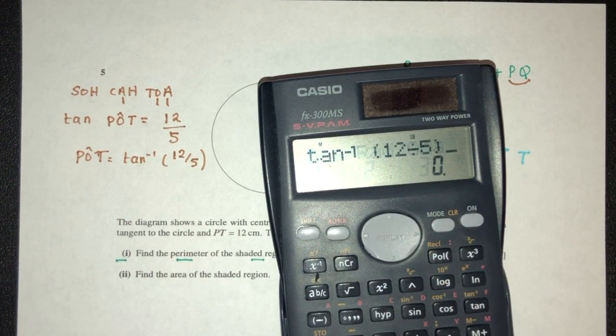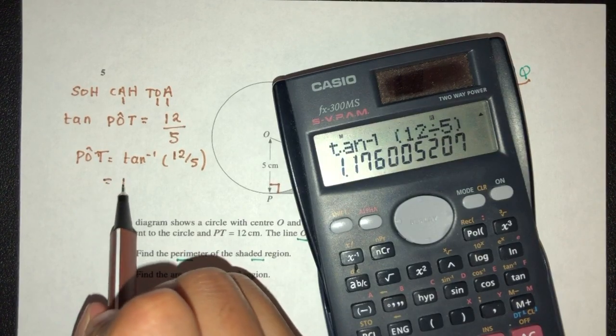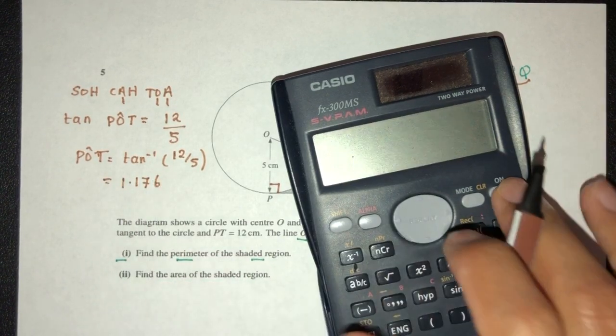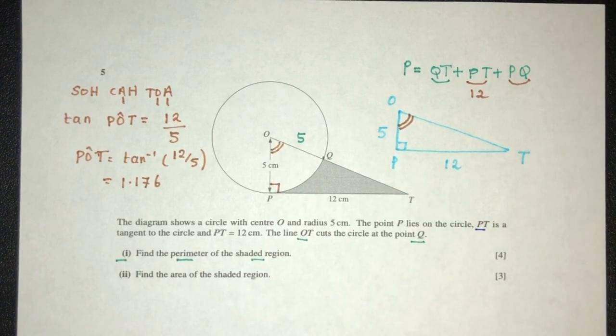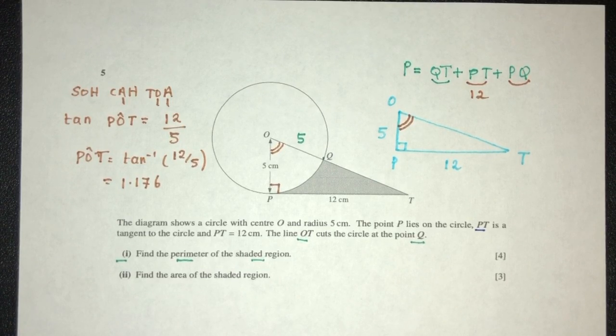That will be, in terms of radians, 1.176. This is the angle right here. Now again, how do I know it's radians or degrees? Whenever you work with circular measure for A-level math, please use radians.